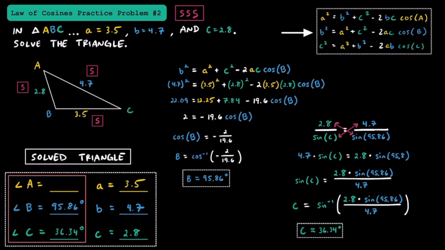And finally, while you could use trig to find out angle A, let's just use some simple algebra to do so. Adding up angle B and angle C, we're going to get 132.2 degrees. And subtracting that from 180 degrees, we find out that angle A is going to be 47.8 degrees. And that's how you use the law of cosines and sines to solve a triangle when you're given all three sides.